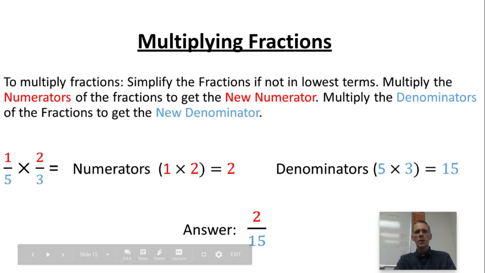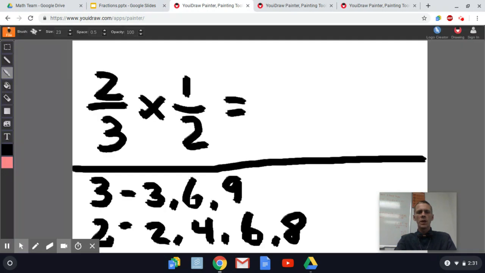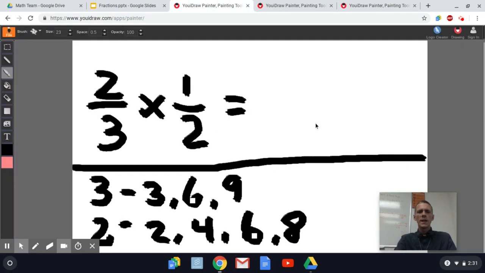So what we're going to do is get to an example problem. I put a fraction up here that we're going to have to reduce after we multiply. So that's the reason for this example. Let's get started. Remember, multiply straight across. Bam.